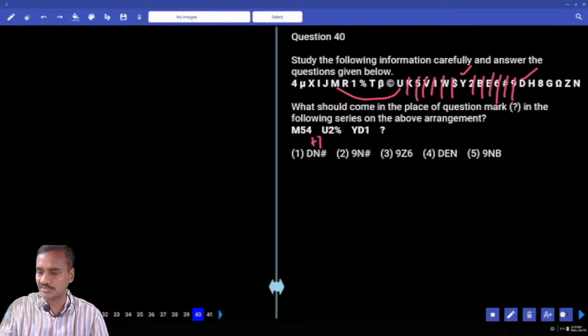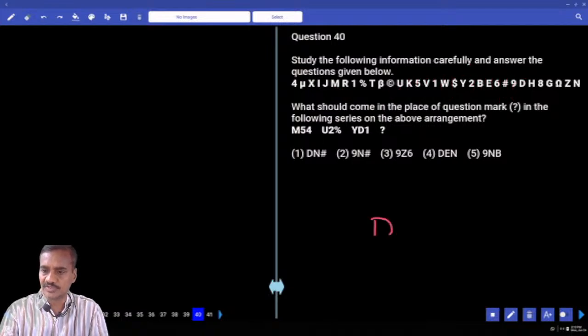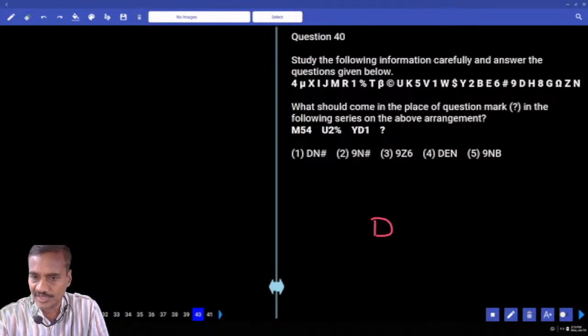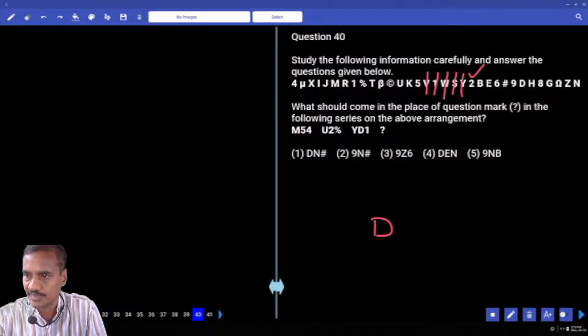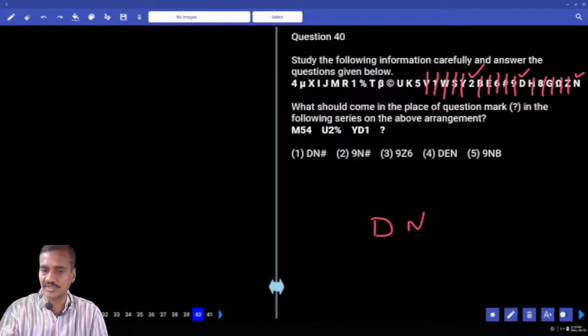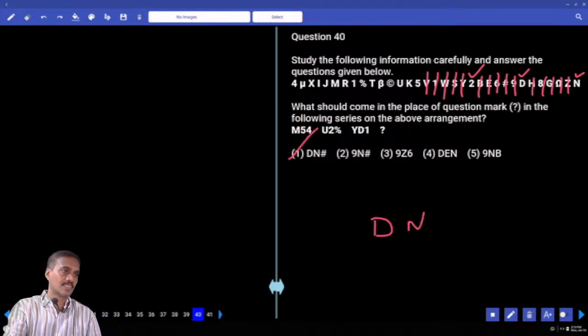And what should be the first element? D. Now D must be the first element. Then you need to check out the second, 5 and 2. Where is 5? 5 is here, 2. 5 to 2, 1, 2, 3, 4, 5, 6, plus 6. And again 2 and D, 1, 2, 3, 4, 5, 6. Next one, sixth element. N. D and N. Now D and N, choice one, question number 40.